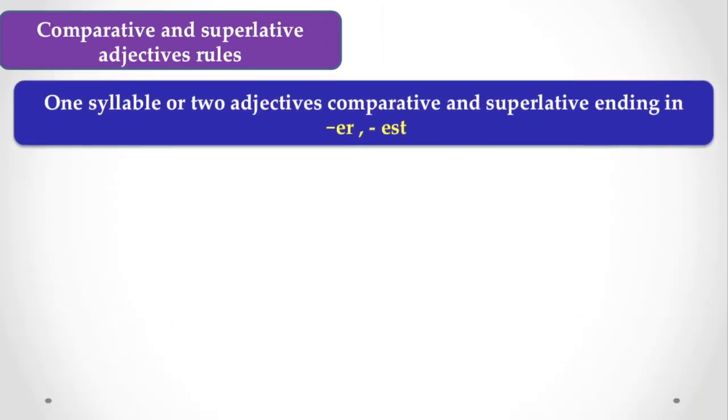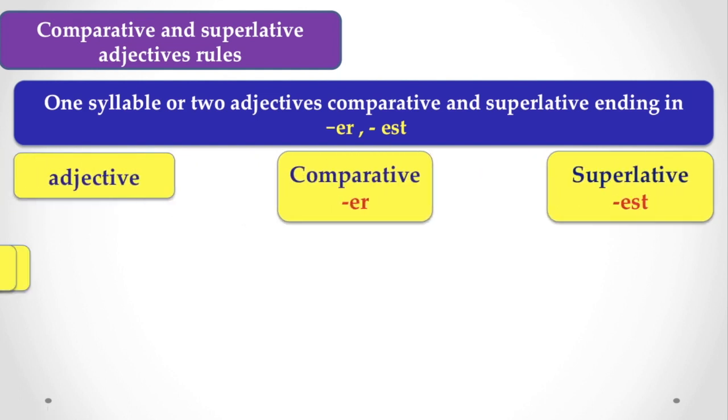Now, what are the rules then? How do we form the "est" or "er" form? This is the problem. You have to know them. There are particular rules in the English language for forming the superlative and the comparative degree. One syllable or two syllable adjectives form the comparative and superlative by ending in "er" or "est".